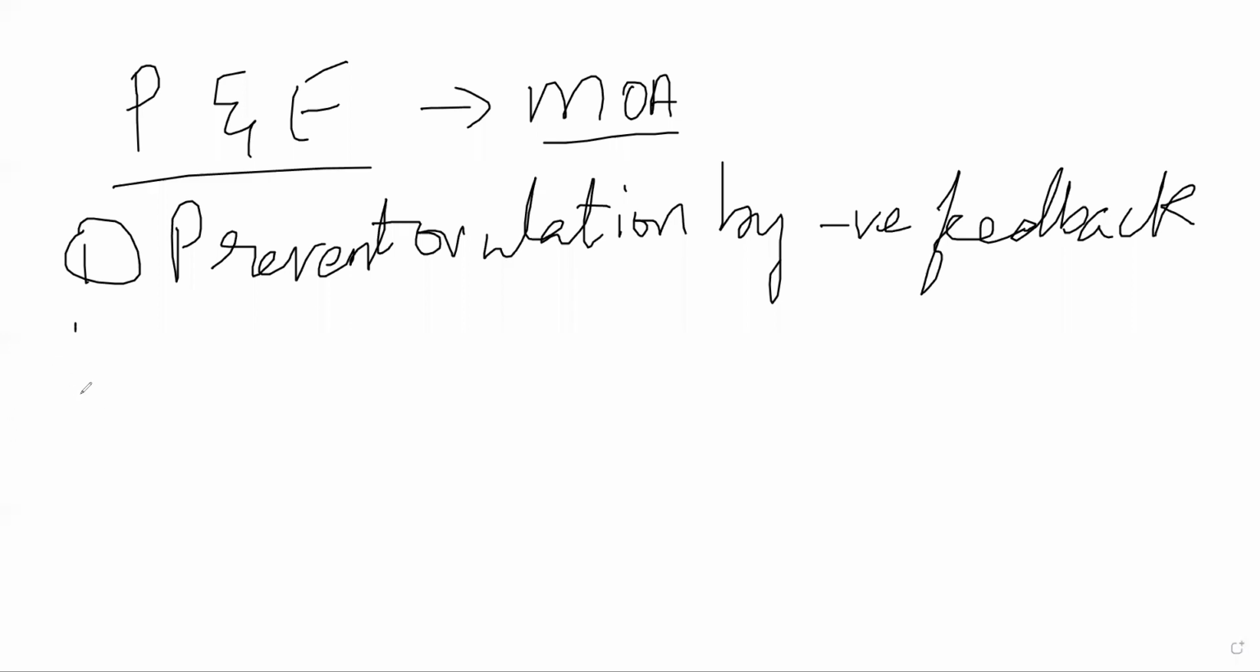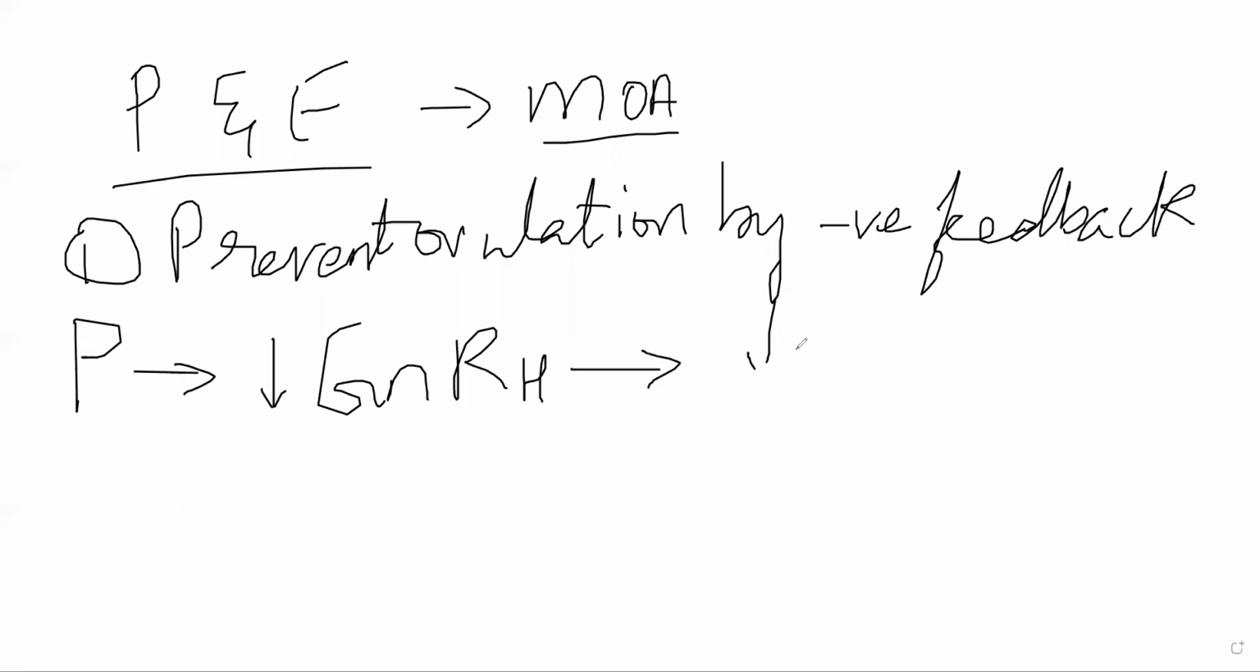So let's suppose we take progesterone. Progesterone gives a negative feedback. Essentially, it will decrease GnRH secretion, gonadotropin releasing hormone secretion. As a result, LH release gets decreased. LH is very important for ovulation. If LH is not released on time, ovulation will not occur properly, and the ovum will not mature properly.